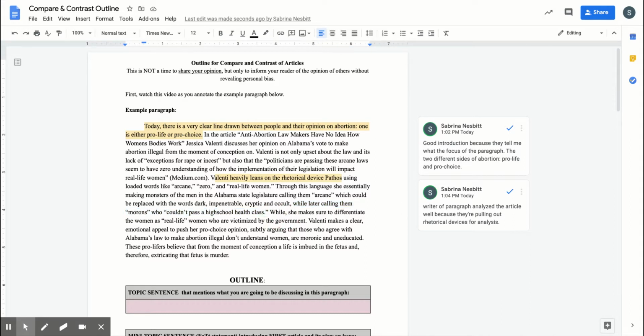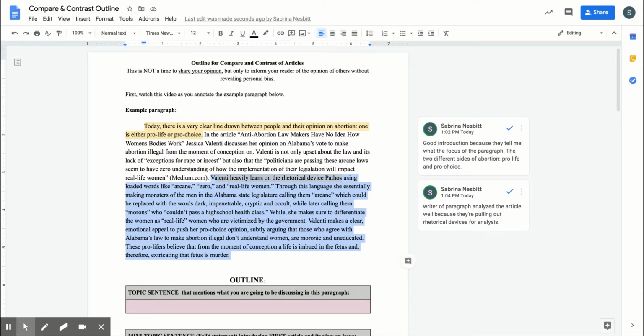While she makes sure to differentiate women as real-life women who are victimized by the government, Valenti makes a clear emotional appeal to push her pro-choice opinion, subtly arguing that those who agree with Alabama's laws to make abortion illegal don't understand women, are moronic and uneducated. These pro-lifers believe that from the moment of conception, a life is imbued in a fetus, and therefore extricating that fetus is murder. Now, I do not expect you to have this much analysis.